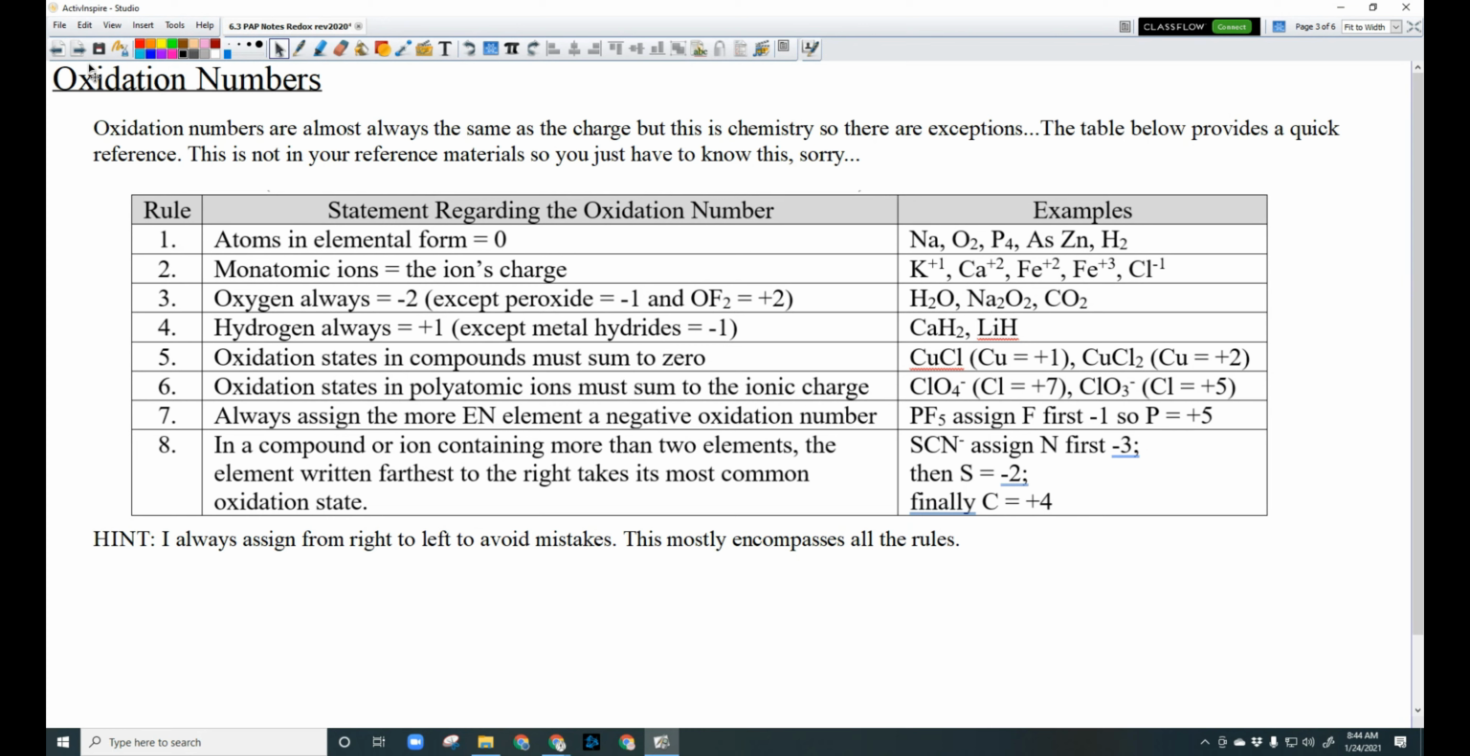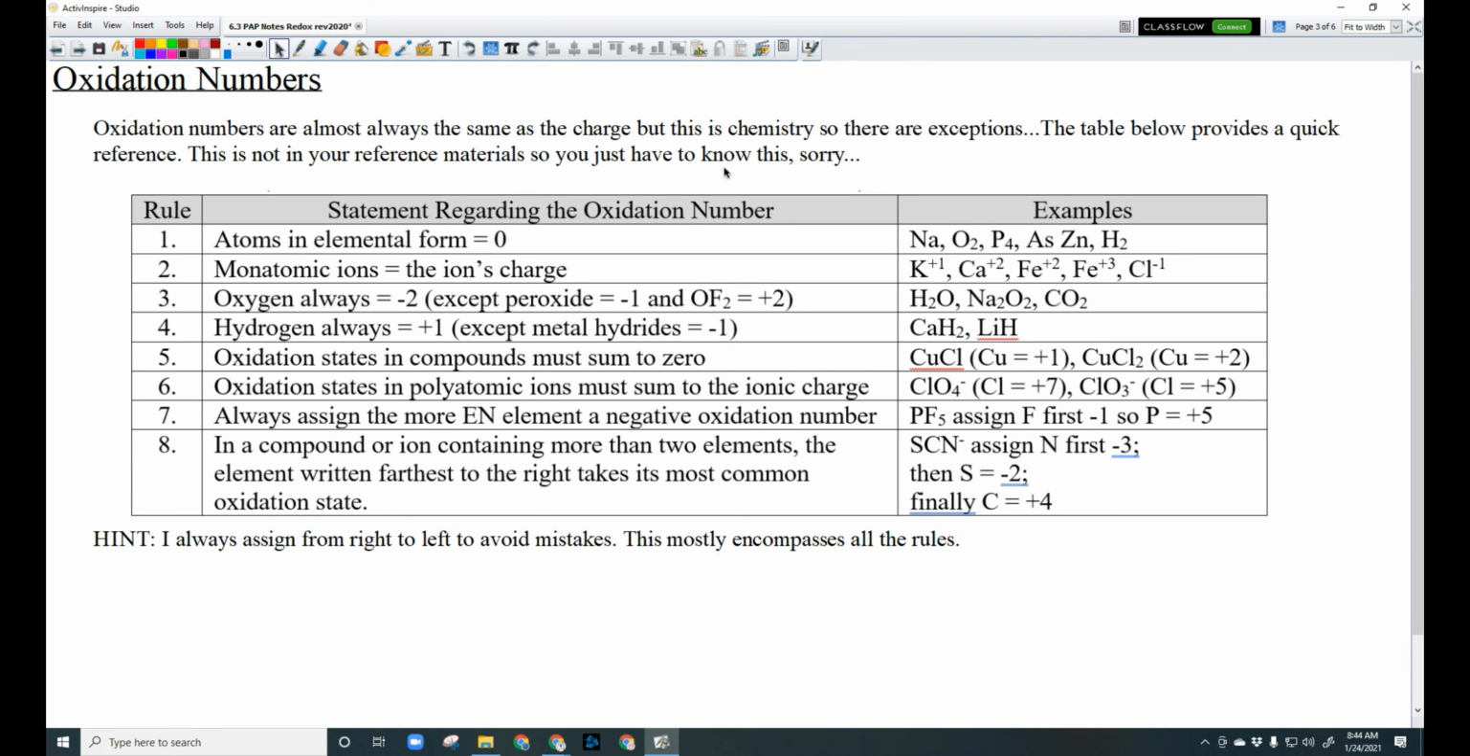All right, hint. I always assign oxidation states from right to left, so backwards of the way that you read. And this almost always encompasses all the rules. So that way I don't have to remember every single rule. Because remember, I said before, this is almost always the same as the charge. Okay, so let's look at a couple of examples.